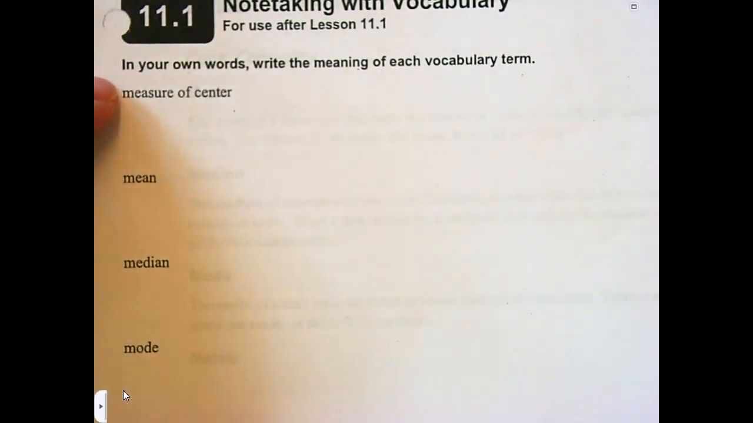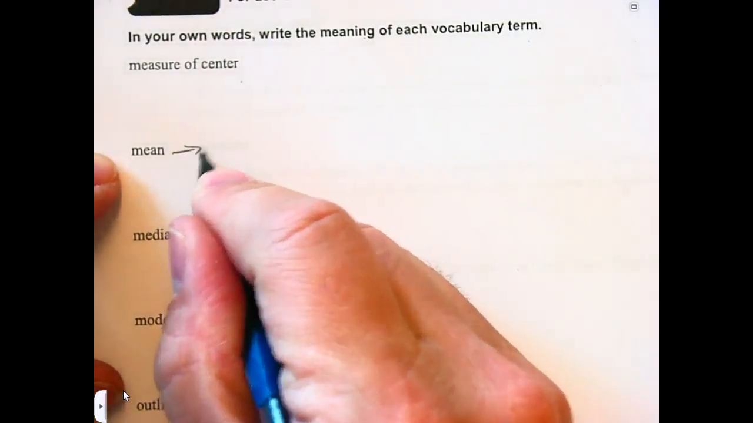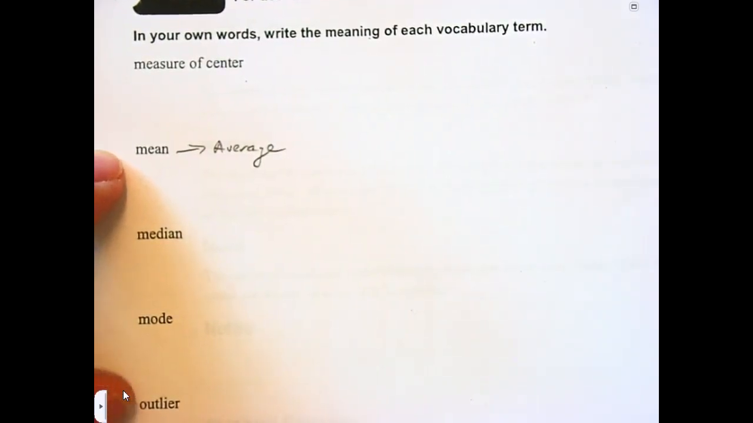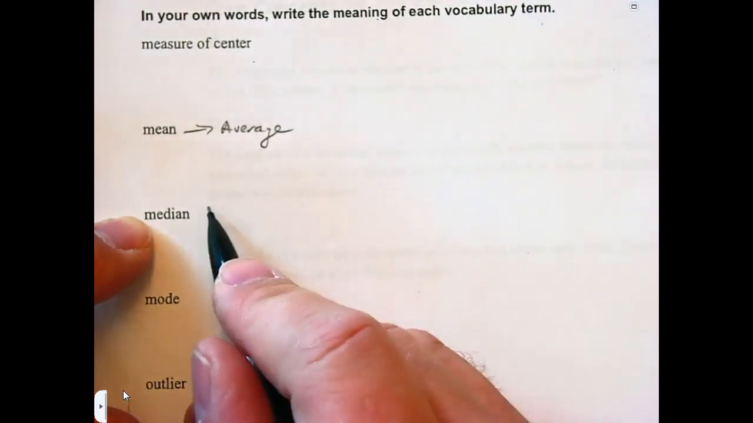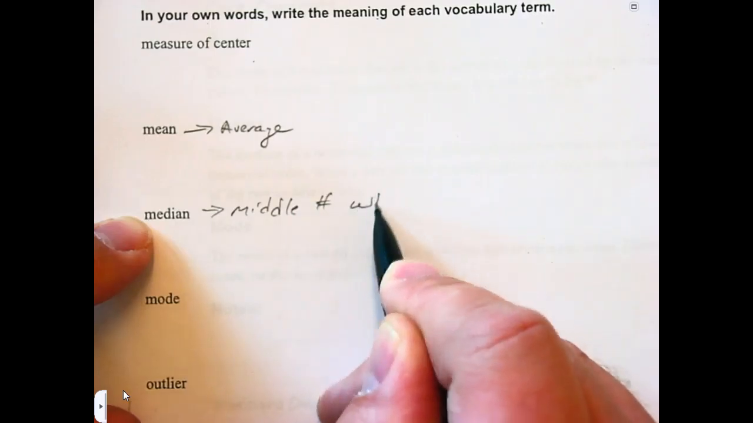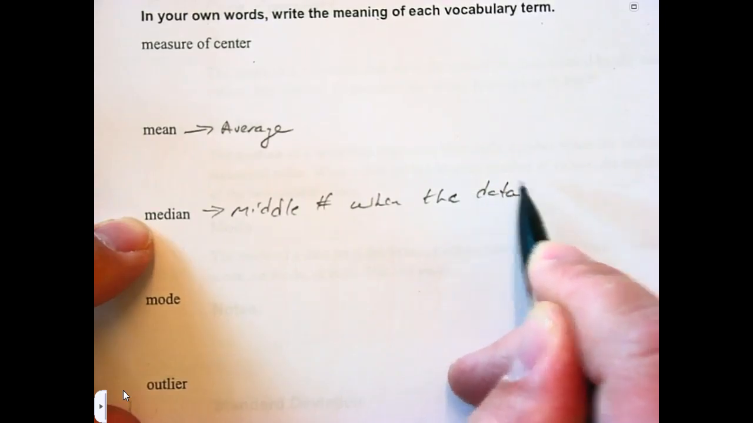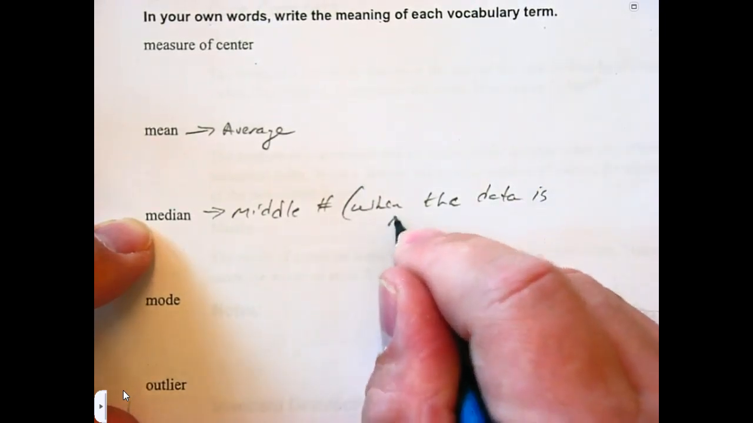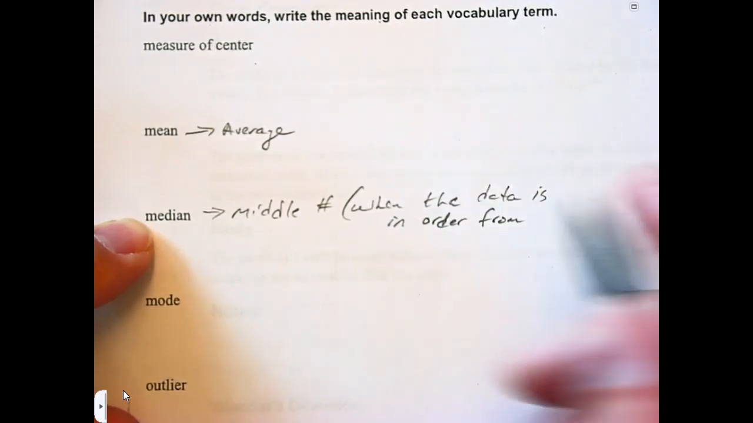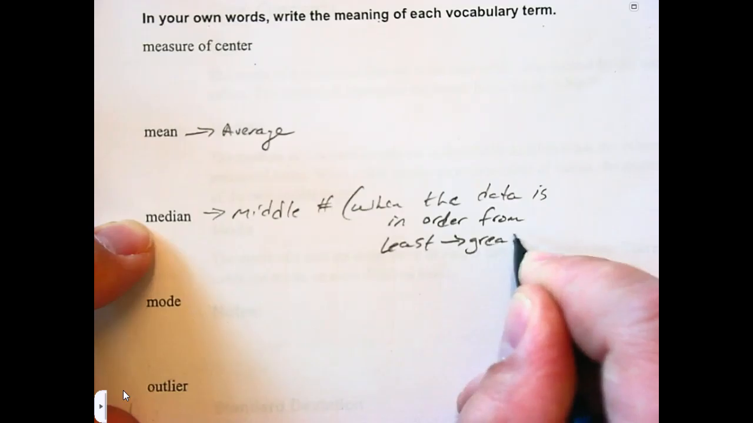How many know what measure of center is? How many know what mean is? Yes. Mean, another word, average. Okay? Generally, that's the term we use. How about median? That is the middle number. That's when the data is in order from least to greatest or greatest to least. I'm going to put least to greatest. That doesn't matter. It could be least to greatest or greatest to least.